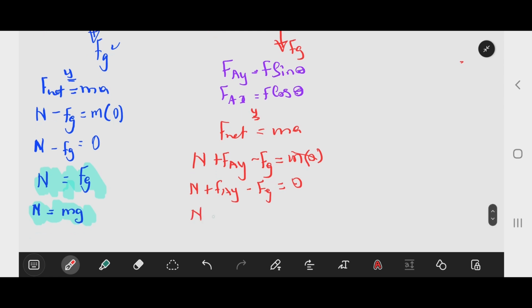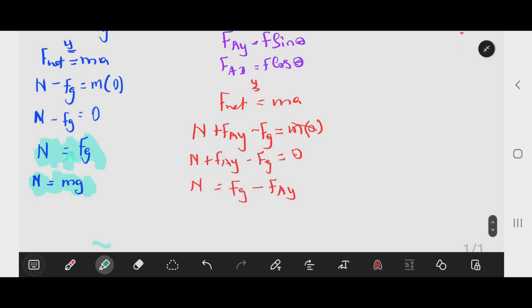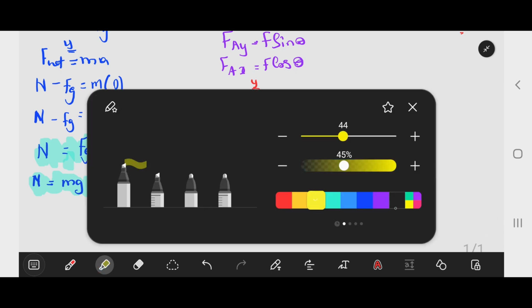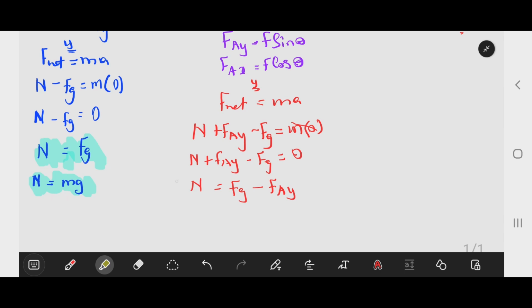So let us calculate the normal force. If I take Fg to the right hand side, that would be positive Fg, and if I take Fay to the right hand side, that would be negative Fay. So now, as you can see, my normal force is not equal to the weight. My normal force is equal to Fg minus Fay, and Fg is mg, minus Fay, which is F, our applied force, sine theta.